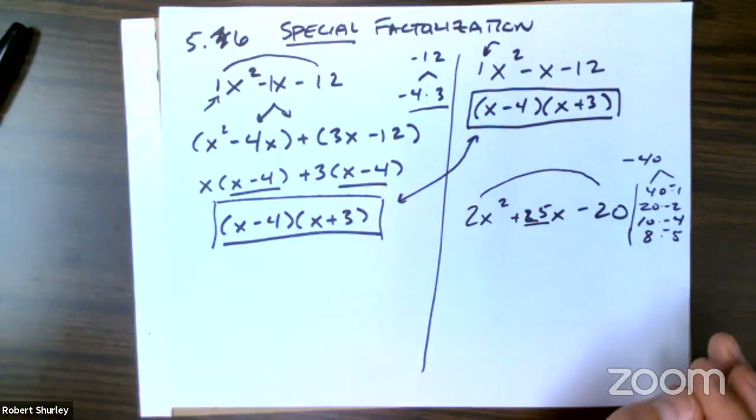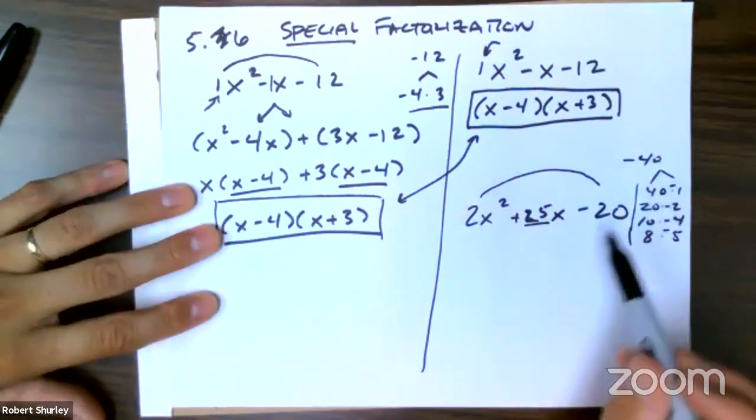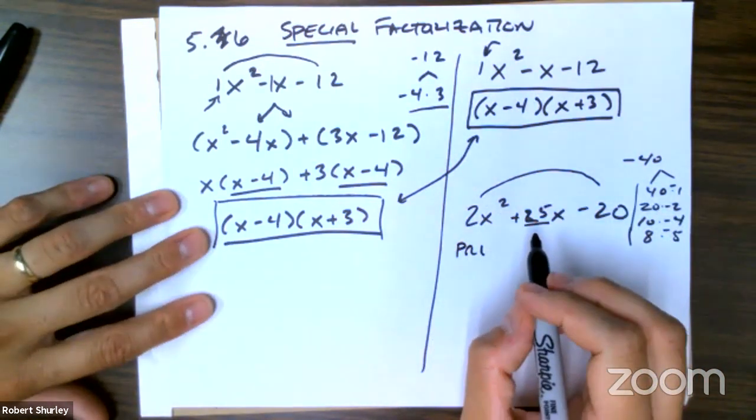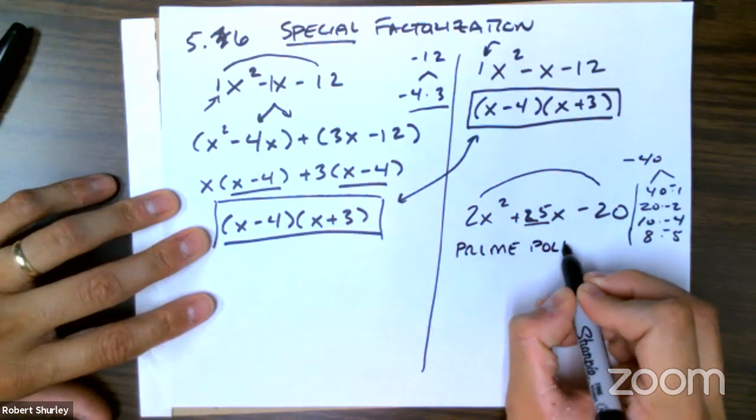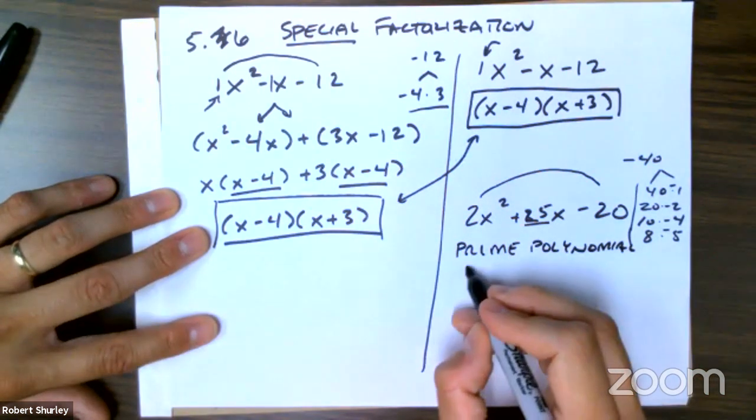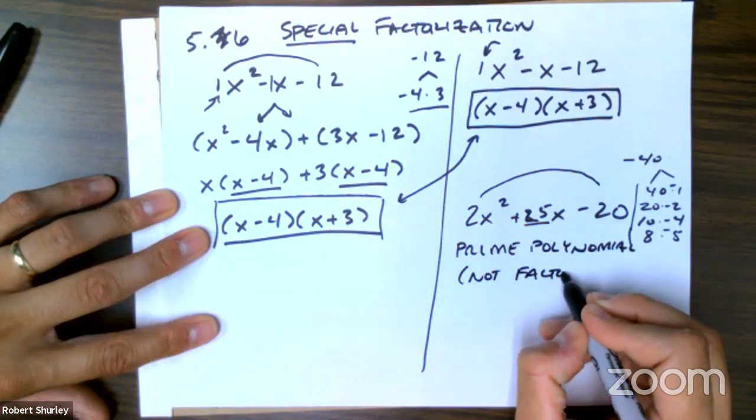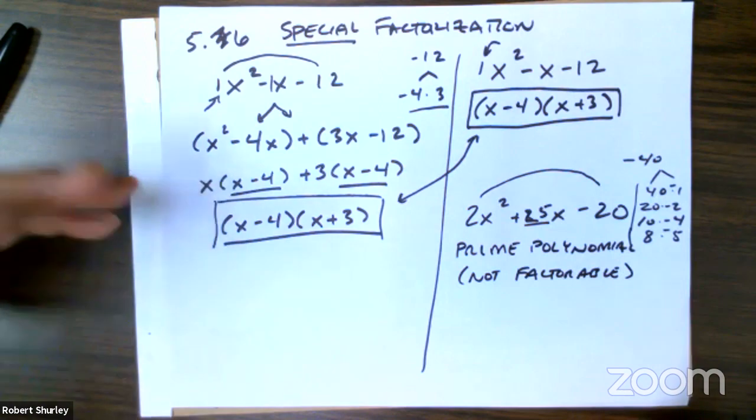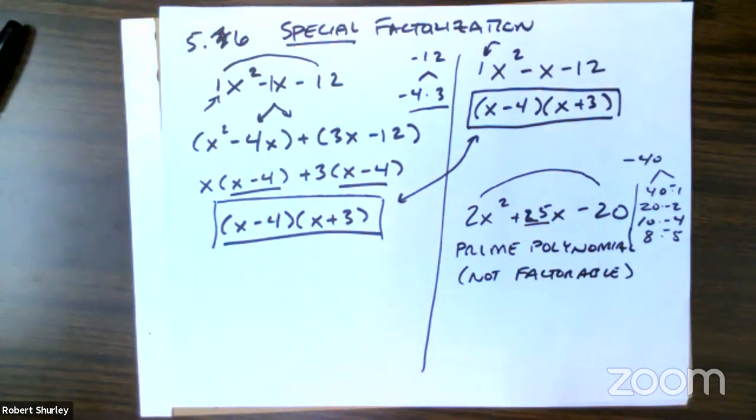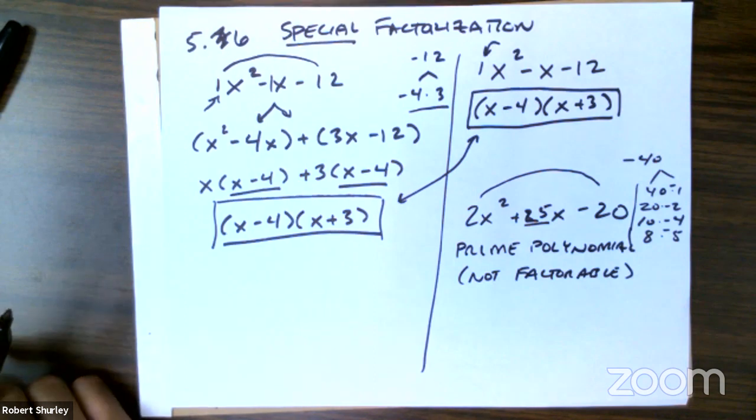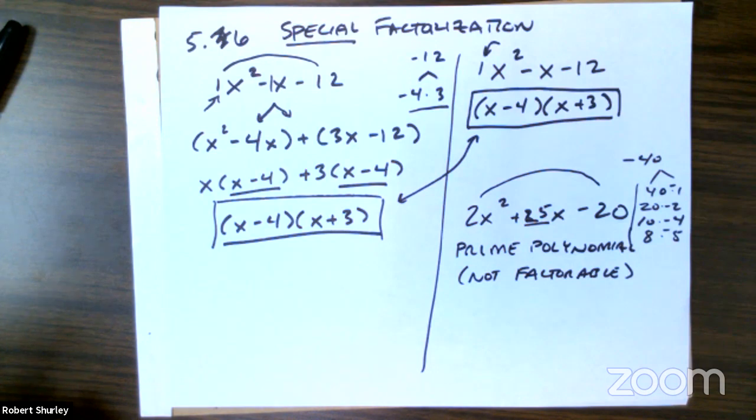And I didn't do an example like this yesterday, but if that happens, this is considered a prime. I think they call it prime polynomial. Yeah. Prime polynomial. And what that means, it's not factorable. Remember, like a prime number is like 7 because you can't break it down into anything other than 7 times 1, right? And we call that, oh, that's a prime number. Well, that means it's not factorable. So yeah, little tricky there. Any other questions?